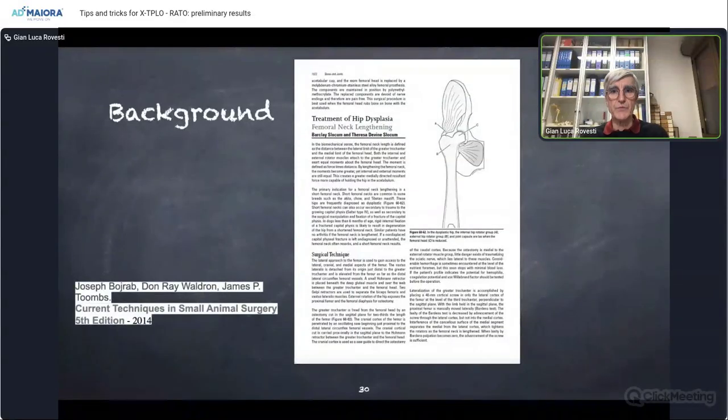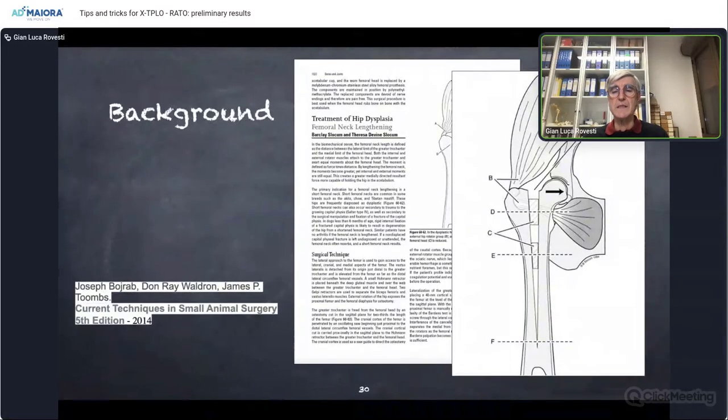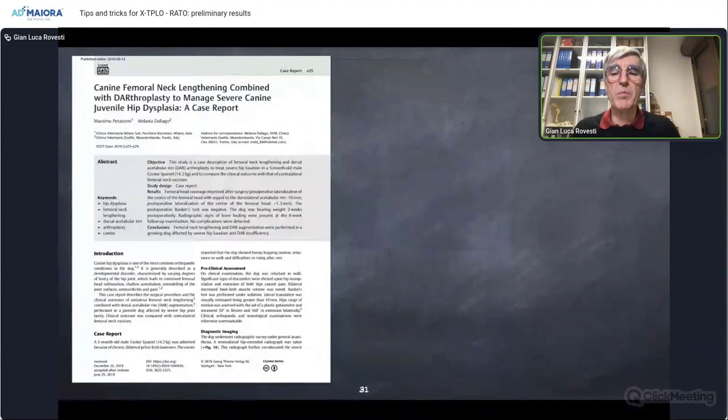What is the background that we have? The background was the publication by Barclay's Locum about the femoral neck lengthening procedure. This is the technique. Of course, this, to me, is a very scary osteotomy technique. We have an example that was published by an Italian colleague and friend, Massimo Petazzoni, who published this case.